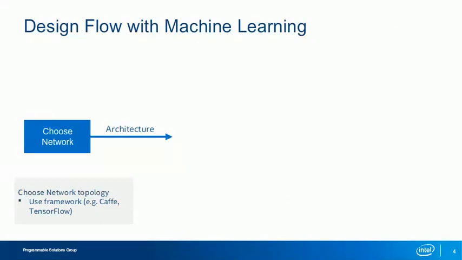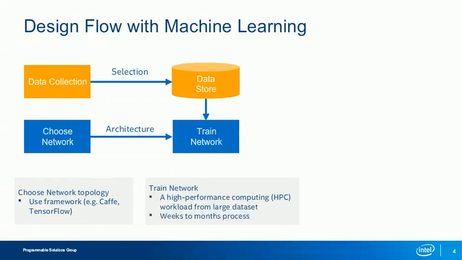First, a starting network topology is chosen, such as ResNet or GoogleNet or some versions of it. Then, using a framework such as Caffe or TensorFlow, modifications to the network are done to achieve improvements. Next, you train the network. This entails starting with a large data set such as ImageNet or KITTI and using the training images to train the network weights. Once the network has been trained, it can be deployed.